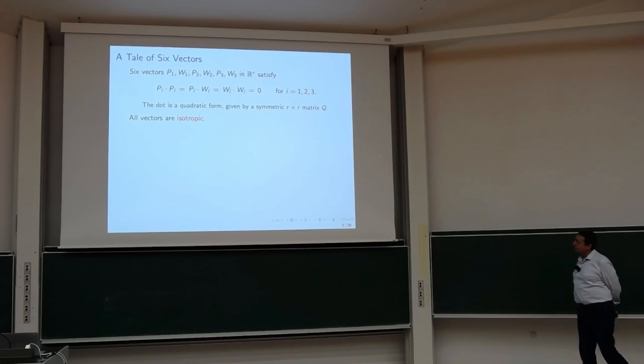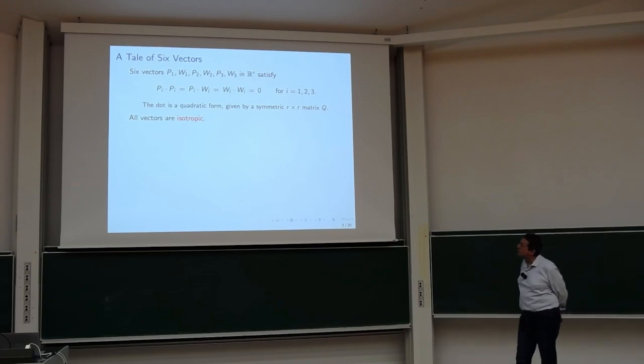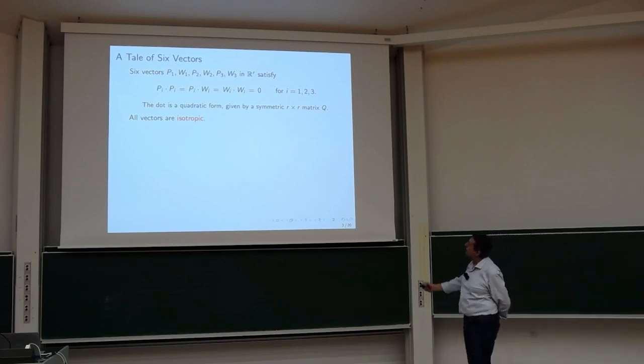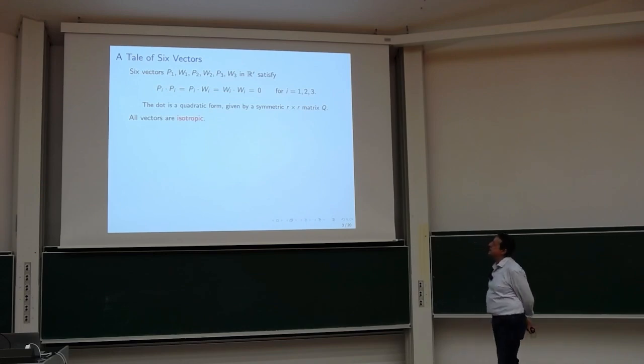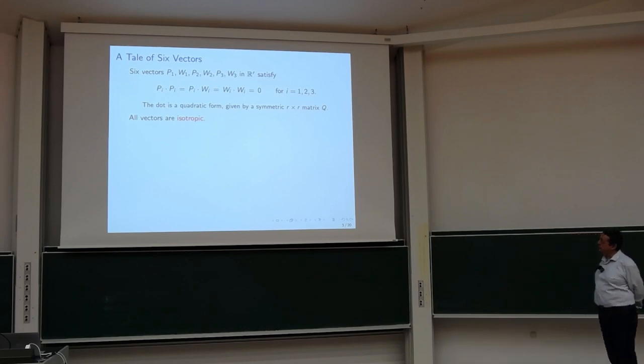Let me start out with 6 vectors, P1, W1, P2, W2, P3, W3 in R^r, real r-dimensional space. And I would like them to be isotropic in the following sense. I want the inner product of Pi with itself to be 0, for each vector. And then also, for fixed index i, I would like the inner product of Pi and Wi to be 0. So these are my constraints.